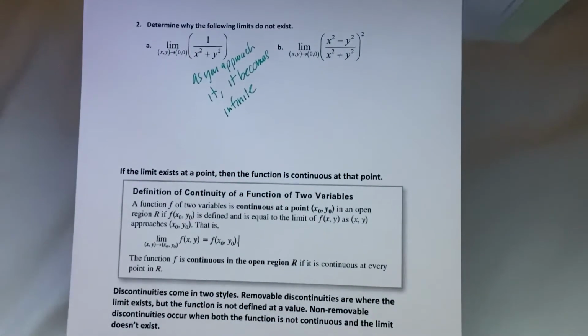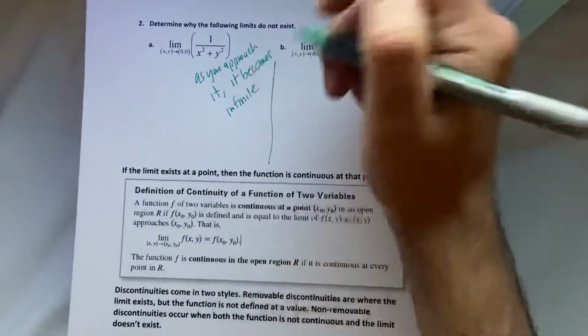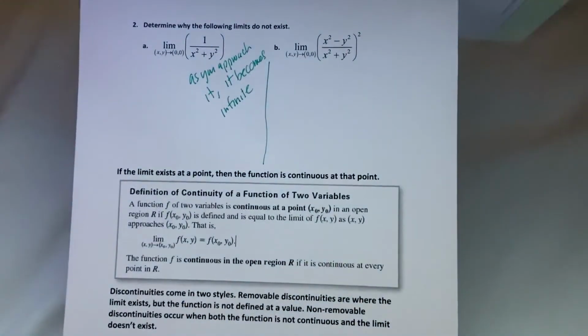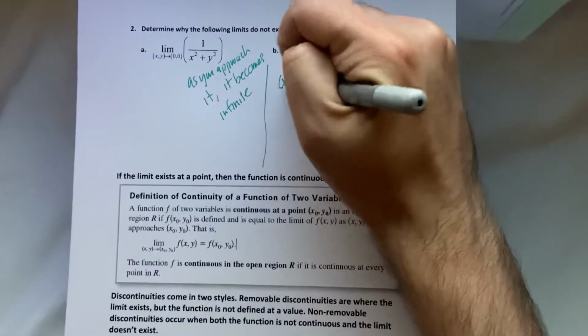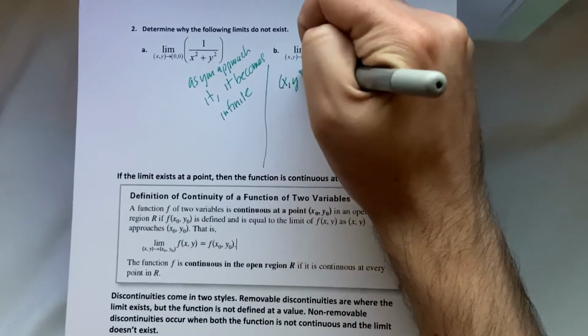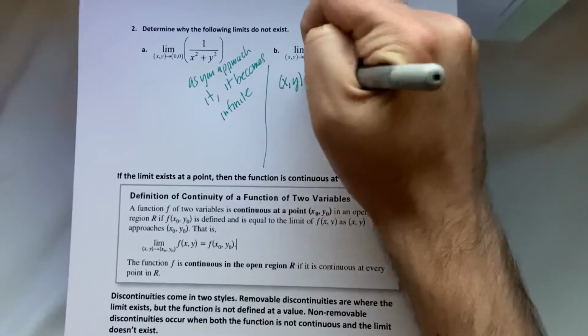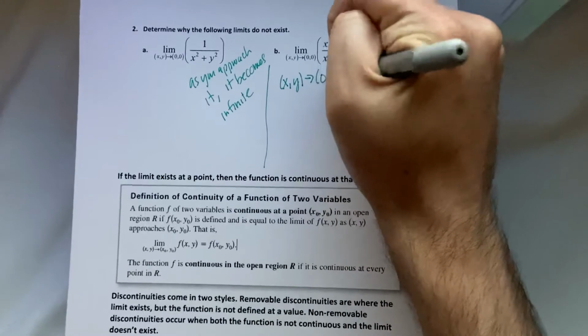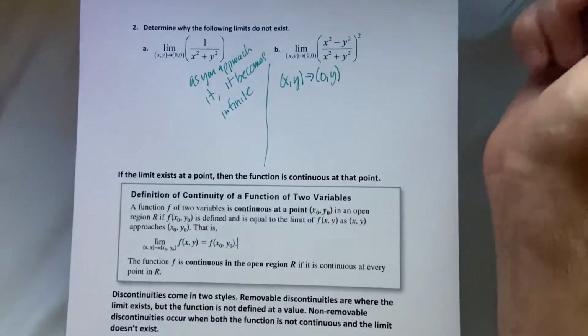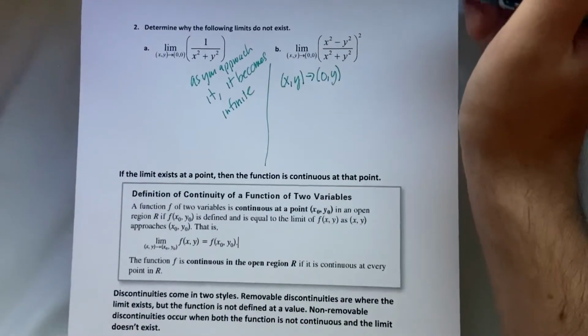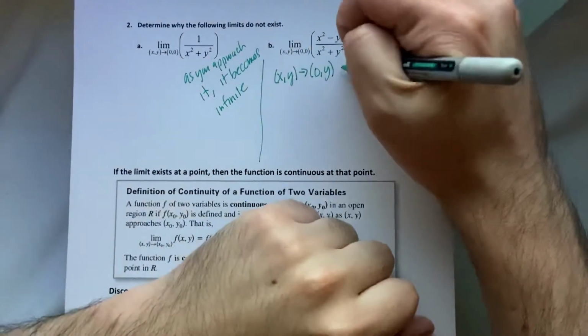So the limit approaches infinity, so that's why it doesn't exist. Now, why does the limit not exist in B? Okay, so let's think about this for a second. What happens when we approach along the vertical line? So we approach along the line 0, y. That is, y can be whatever, but x is approaching 0.